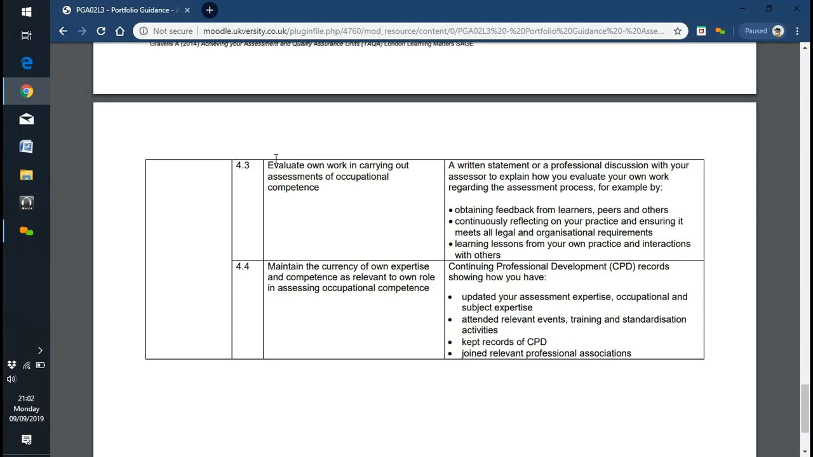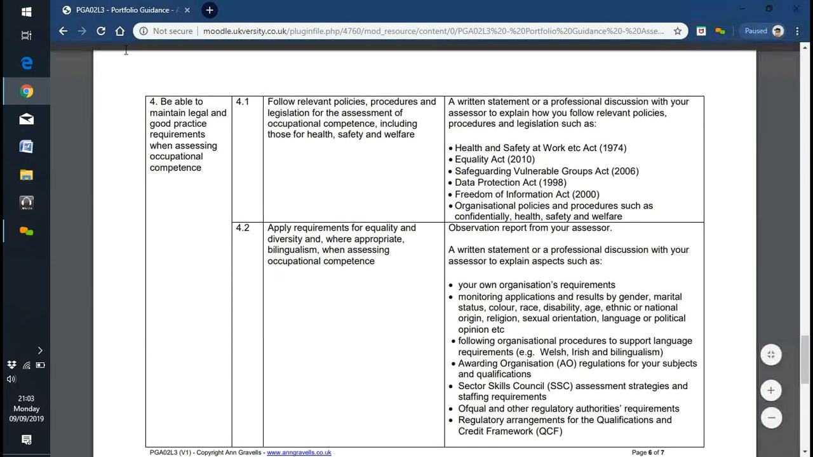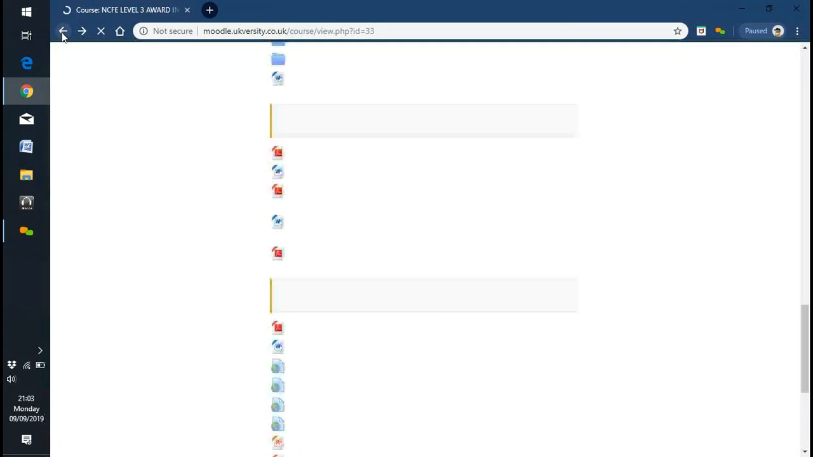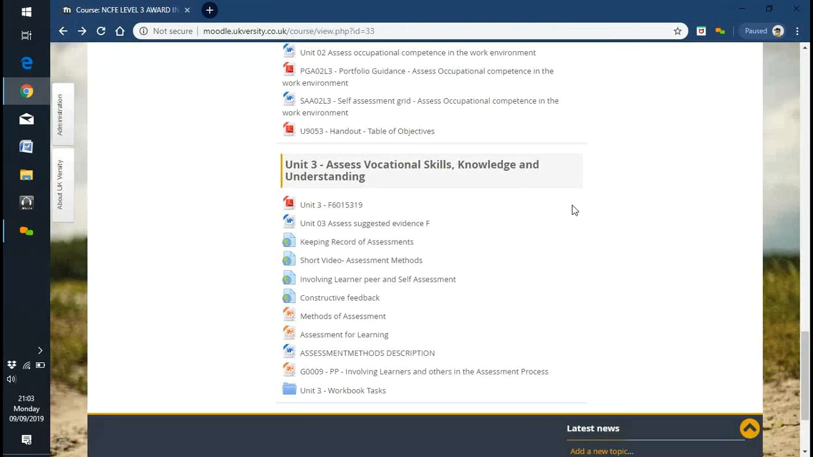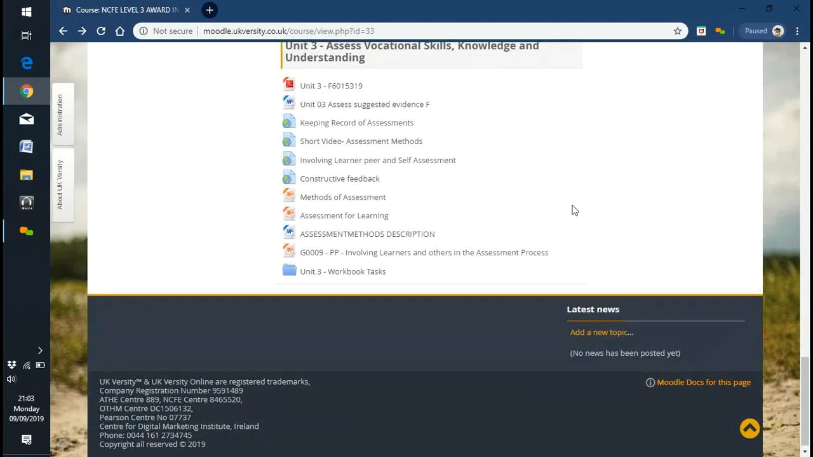So the last bit, as I said, is exactly the same: evaluate your own work and maintain the currency of your expertise. I'll show that one as well now. I found out when I was studying for my TA a few years ago that studying and physical work experience or apprenticeships are imperative, because you can learn about a policy, but they don't actually teach you how to do the job, how to implement it. Yeah, it's the implementation knowledge.